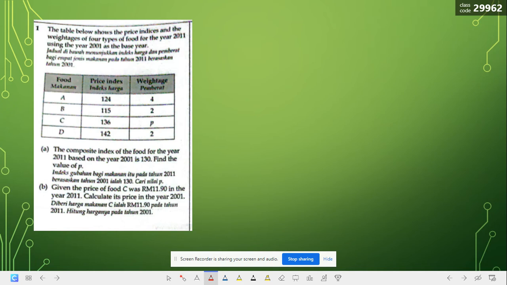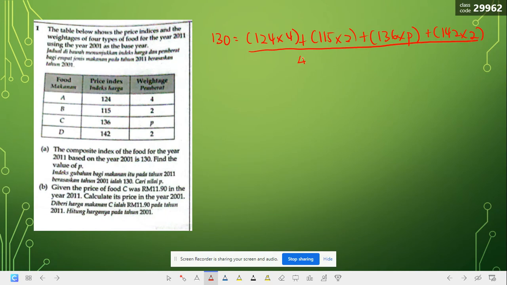So they give you the composite index, and it asks you to find the value of P. We already know the composite index, that means 130 equals 124 times 4 plus 115 times 2 plus 136 times P plus 142 times 2, then you divide with the total weight, which is 4 plus 2 plus P plus 2.